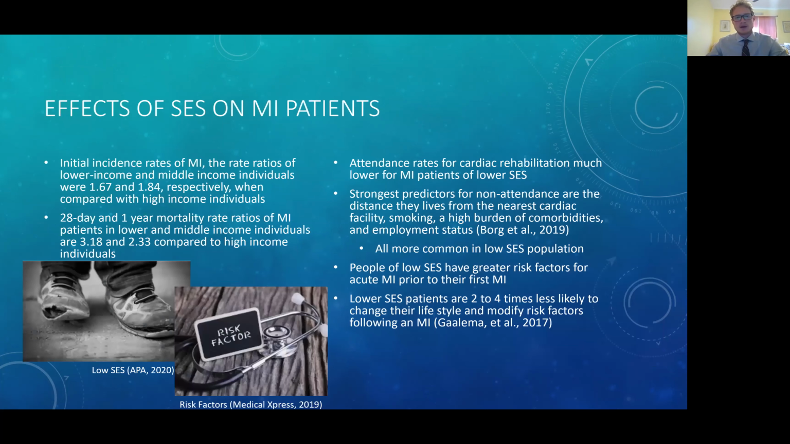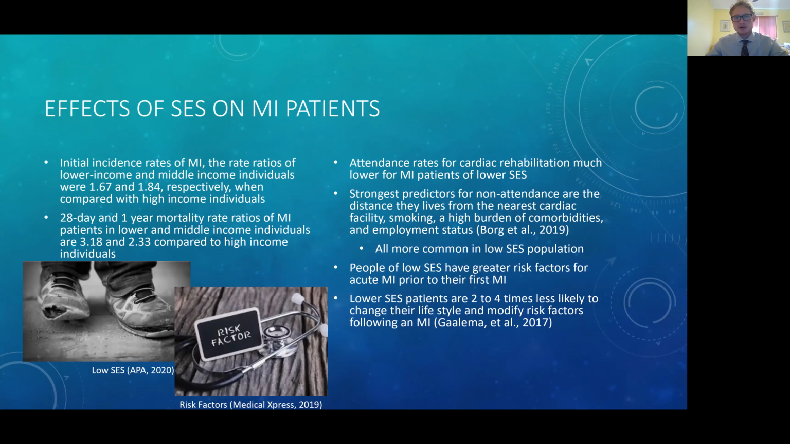So how is socioeconomic status a factor when looking at MI patients and their outcomes? So initially, the incidence rate ratios for MI for lower income and middle income individuals were 1.67 and 1.87 respectively, and that is compared to high income individuals. And then when looking at the 28-day and 1-year mortality rate ratios of MI patients in lower and middle income individuals, it's 3.18 and 2.33 compared to higher income individuals.